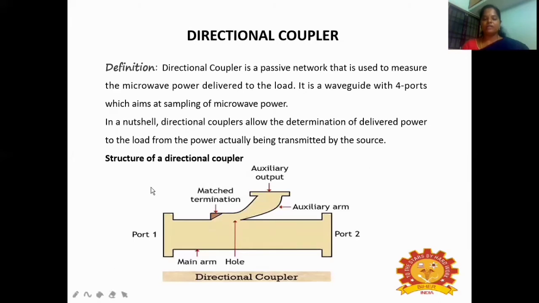So this is a waveguide. It consists of 4 ports. This is port 1, port 2, port 3 and port 4. This directional coupler allows the determination of delivered power to the load from power actually being transmitted by the source. So this is the structure of the directional coupler. Port 1 and port 2 are called the main arm and this is called the auxiliary arm or auxiliary output, and there will be a hole based on the type of directional coupler. Here there is a hole between port 1 and port 2 for auxiliary output.